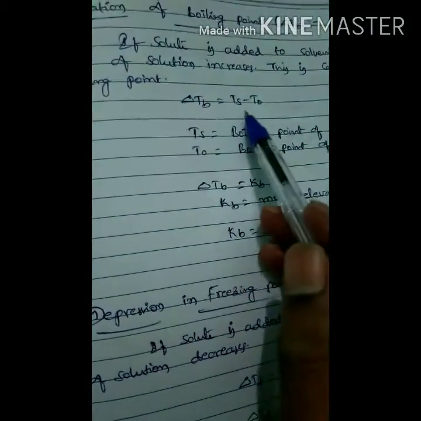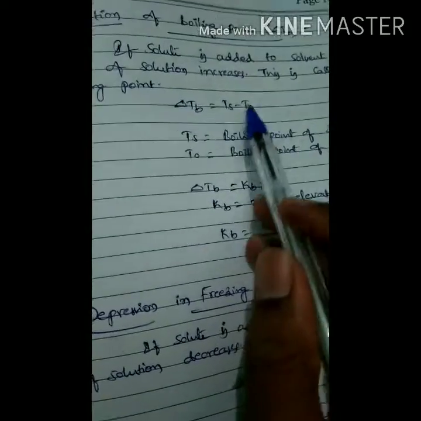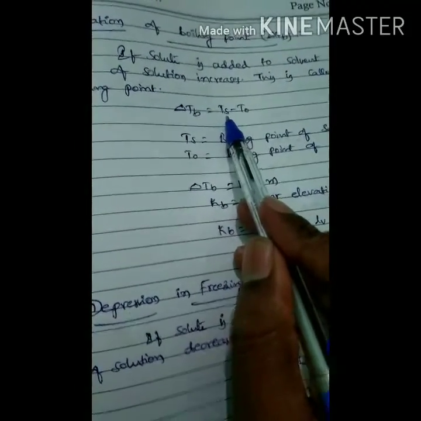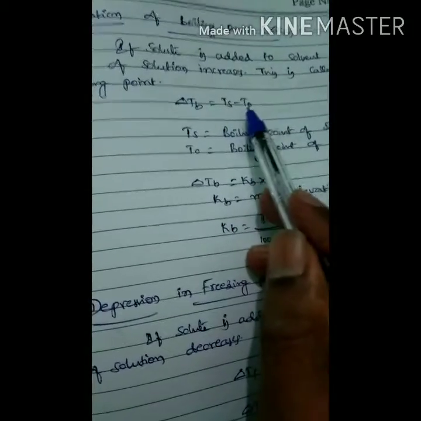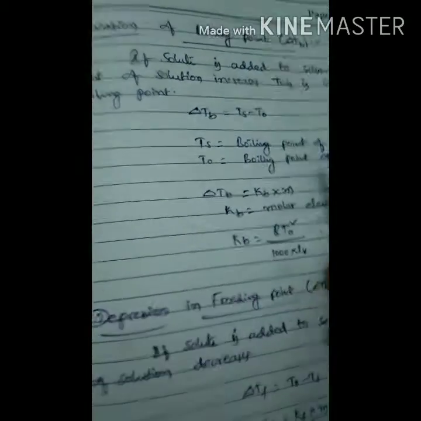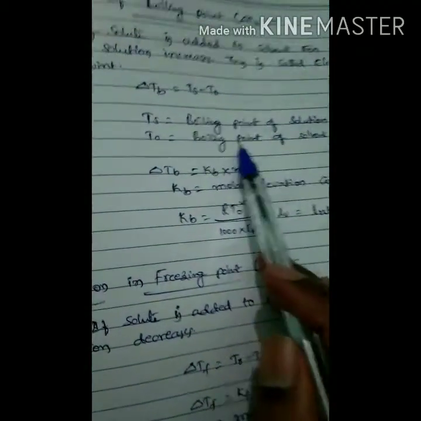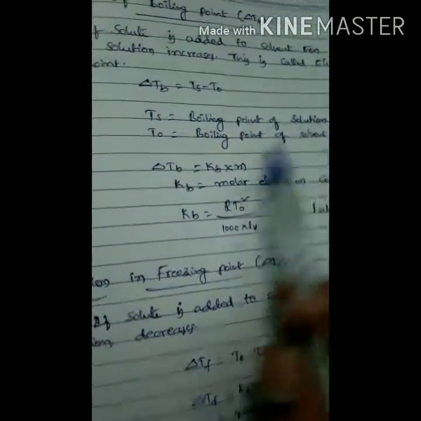That's all. So here delta TB is equal to Ts minus T naught. Ts means boiling point of solution. S indicates solution. T naught indicates solvent. That means boiling point of solvent. Ts means boiling point of solution, and T naught means boiling point of solvent.